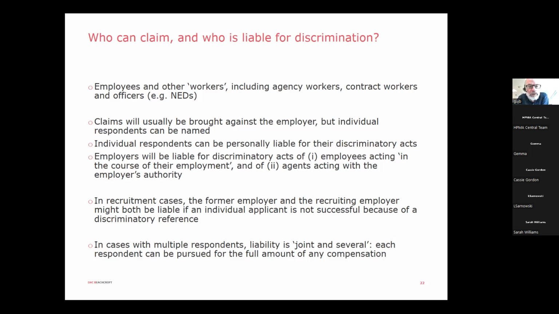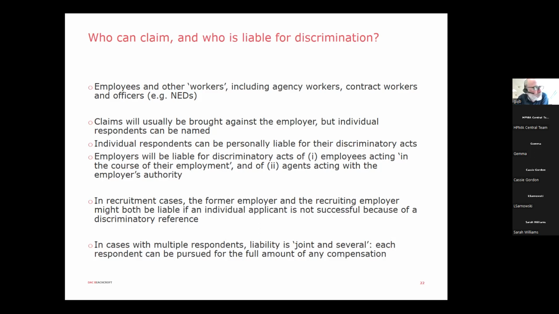It's also important to note that agents acting with the employer's authority can give rise to liability for the employer. So if you've got, for example, contractors on your site, or locum doctors or agency staff or anything like that, if they are behaving in a way which is sanctioned by you, obviously the discrimination won't be sanctioned by you, but they will be interacting with your staff in a way which is sanctioned by you, and then during the course of that they discriminate, then you can in principle be liable for that as an employer as well. Recruitment cases we've already mentioned. The former employer and the recruiting employer might be liable depending on the factual background in the case.